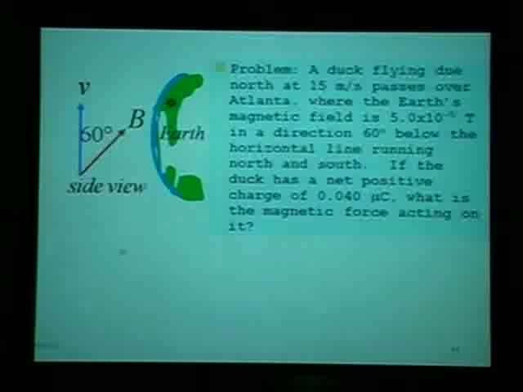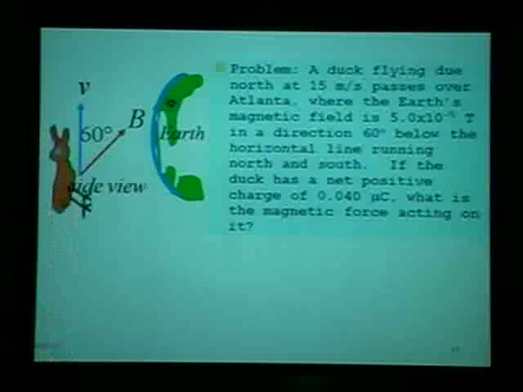So here we have a duck flying north-south. We're looking at the Earth from the side view. So there's Florida, there's the Yucatan Peninsula, South America, and there's Atlanta. So the duck is flying south to north.